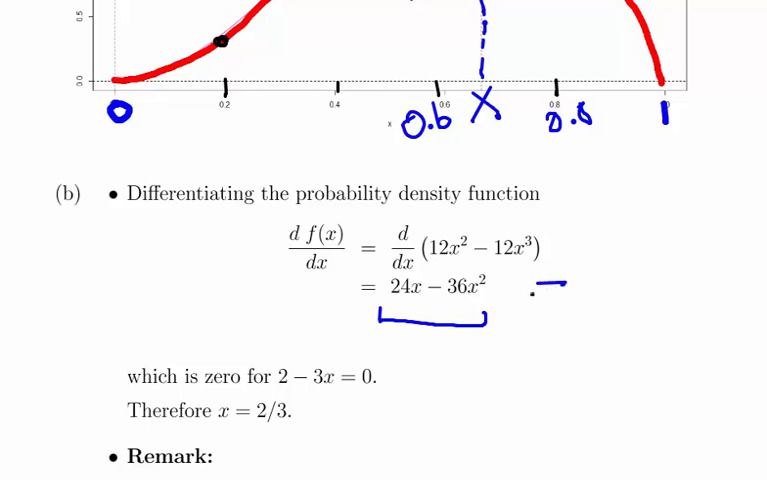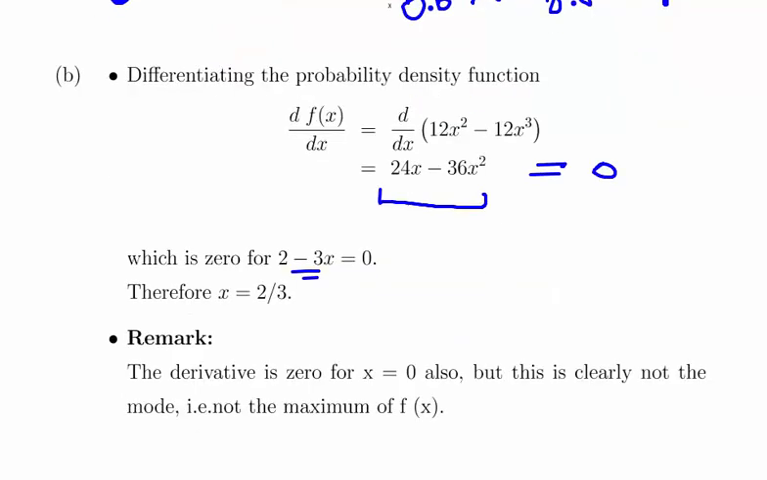Okay, and what we do is let that equal to 0. Now I'm going to give you the short answer here. So x is either equal to 0 or x is equal to this. Also, we divide by 12 because it's trivial. Just divide that whole thing by 12 without any loss of information. So it's 0 for 2 minus 3x equals 0. Therefore, x is equal to 2/3.